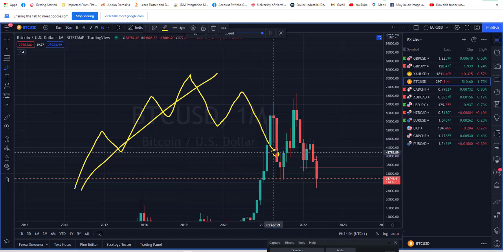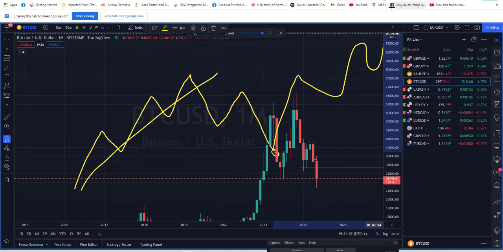After it completes the C, you now get another impulse wave that comes, because it's always 1, 2, 3, 4, 5.